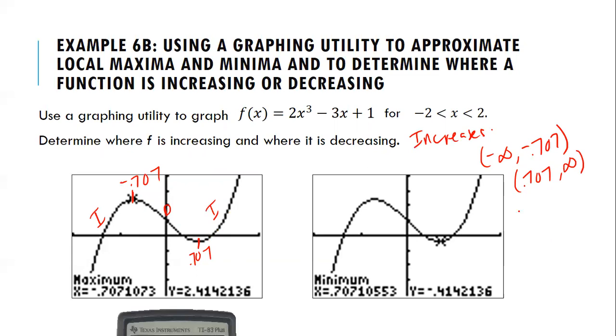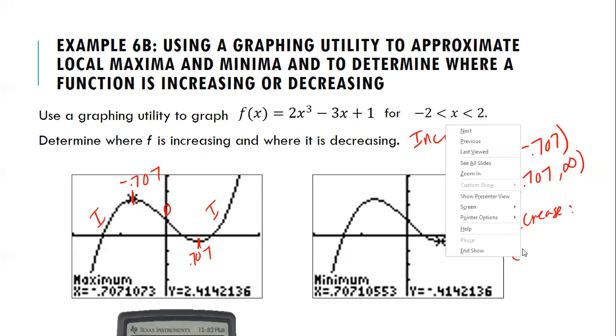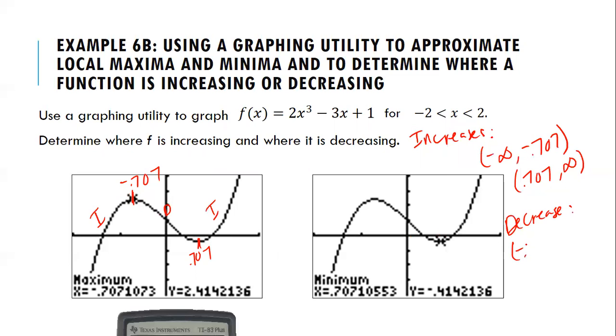Where is my interval of decrease? And where do I decrease from? Negative. There you go. From negative 0.707, 707 thousandths, to positive 707 thousandths, approximately.